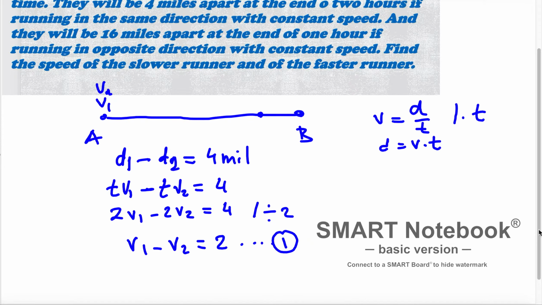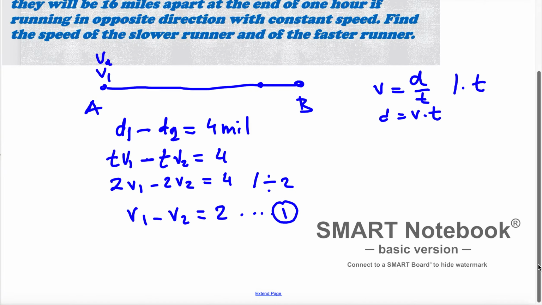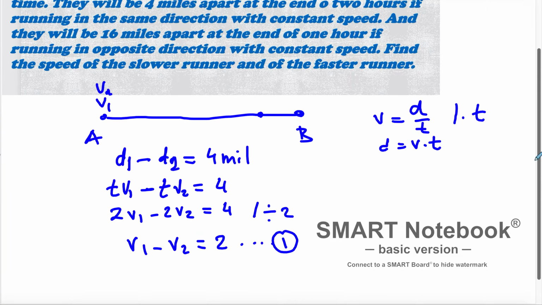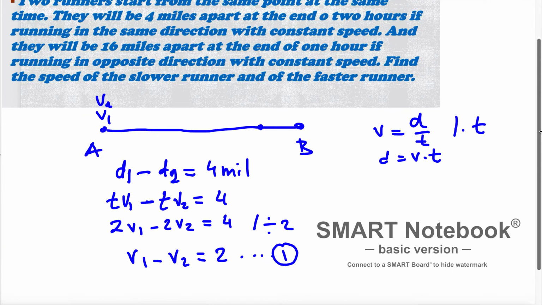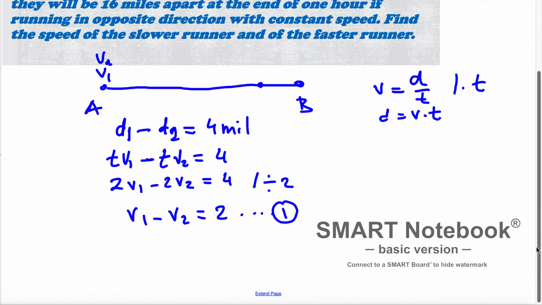Now I want to create a linear system, so I want another equation. Another equation comes from this text, because it says they will be 16 miles apart at the end of 1 hour if running in opposite directions. So if they run in opposite directions, they are going to be 16 miles apart. Let's say now they're going from point B to A. So let me create another line here, and let me write this is B and this is A.